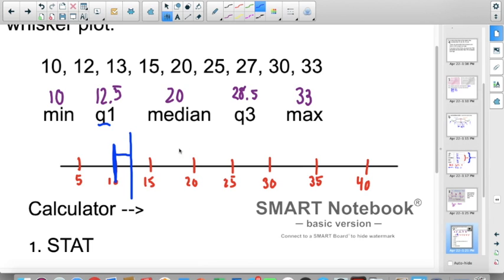The median is 20. That is the middle of your box, right? So I'm going to put a nice big vertical line here. Here's the middle of my box. And then Q3 is going to be the end of my box at about 28.5. We'll say that's about right here. And now I can connect my lines to make my nice box here.